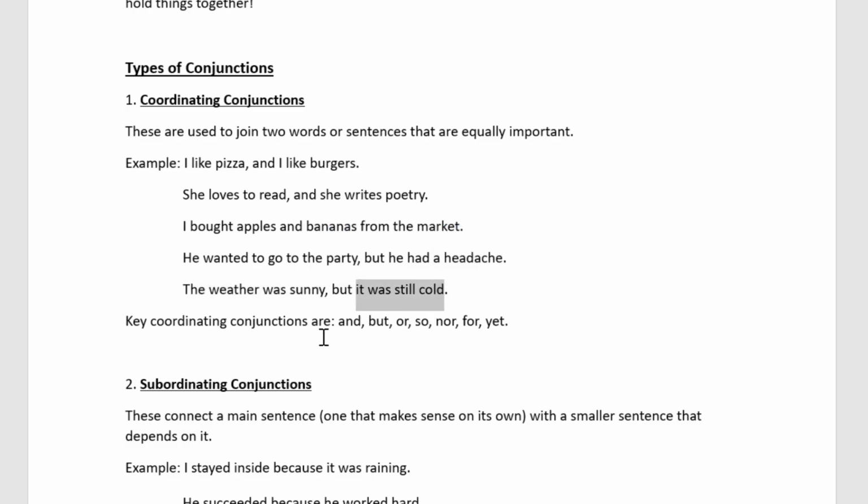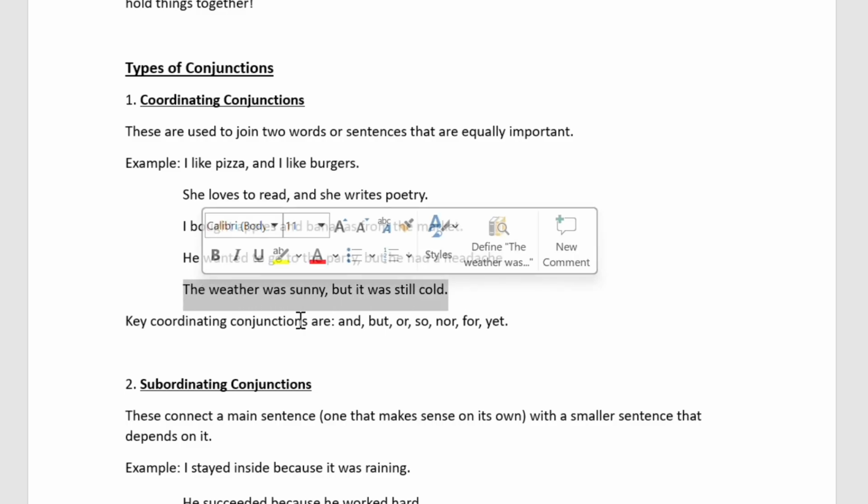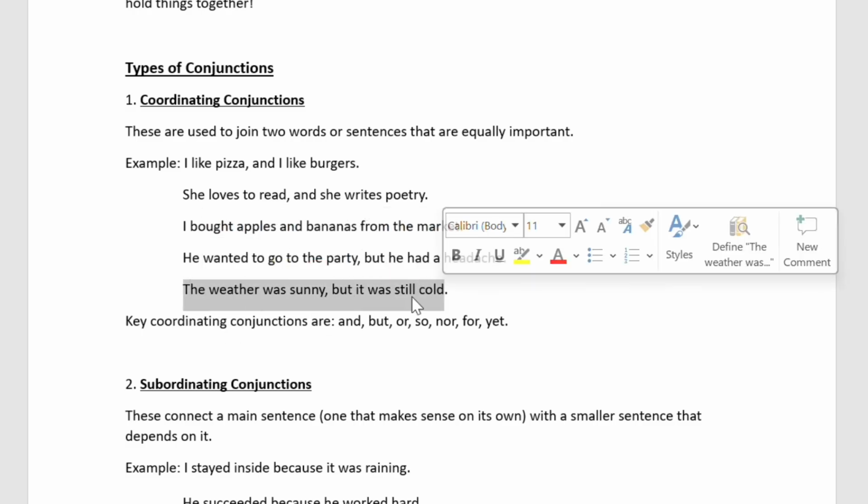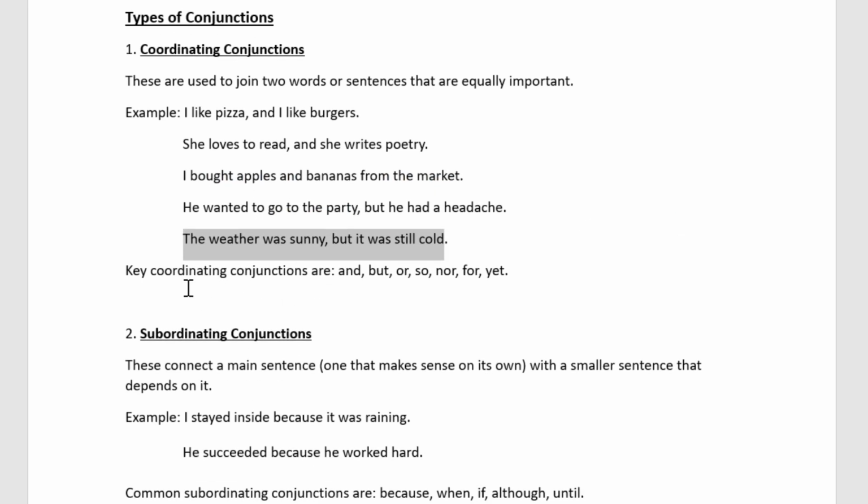These are two different sentences connected by but. But you can use it when the second sentence is contradicting the first one. Okay, the weather was sunny, but it was still cold. So generally when the weather is sunny, it's not cold, right? It's hot. But here it is, the weather was sunny, but it was still cold. Okay, the other coordinating conjunctions are and, but, or, so, not, for, yet.